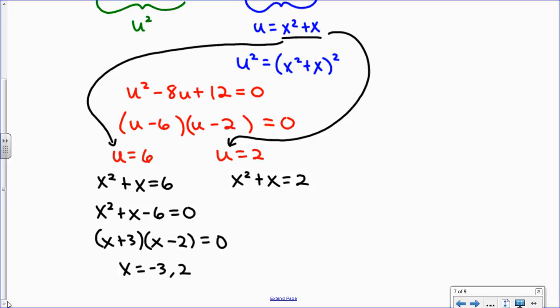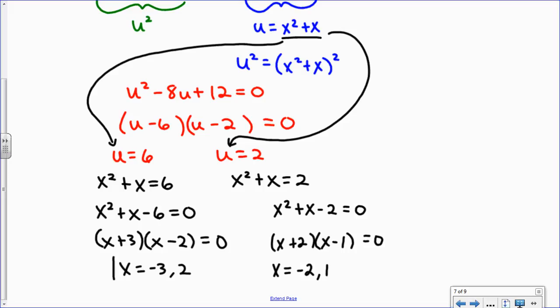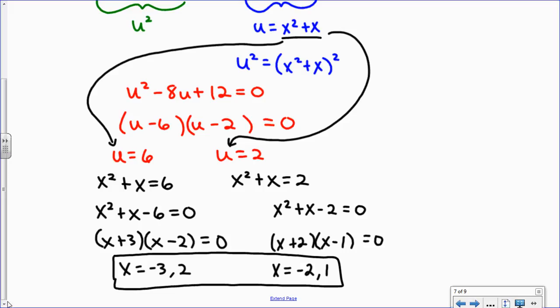All right, same thing over here. So it's going to be plus 2 minus 1. So negative 2 and positive 1. Did this equation have any radicals? Did it have any roots? No. So no extraneous solutions here.